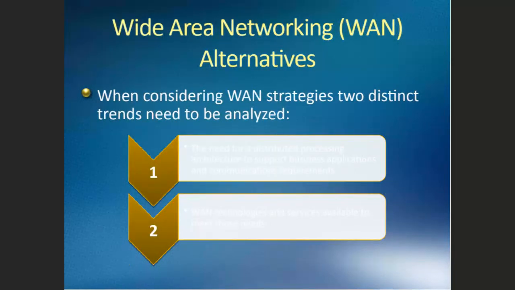You need to consider, imagine that you are building your strategy for your WAN, you have to analyze two things. The need for distributed processing architecture to support business applications and communication requirements. In your company, you have different locations and you have distributed processing architecture. The second trend is WAN technologies and services available to meet these needs. What is available and what can it do? So you need to consider these two things.